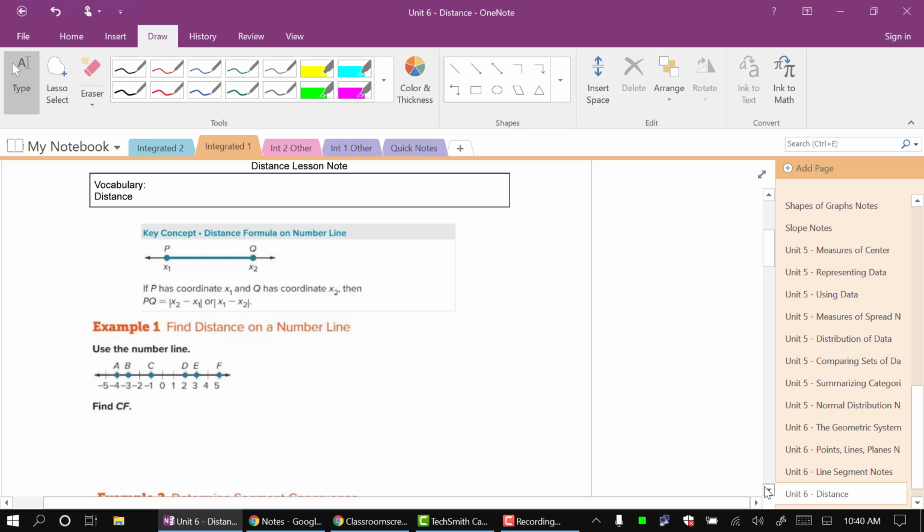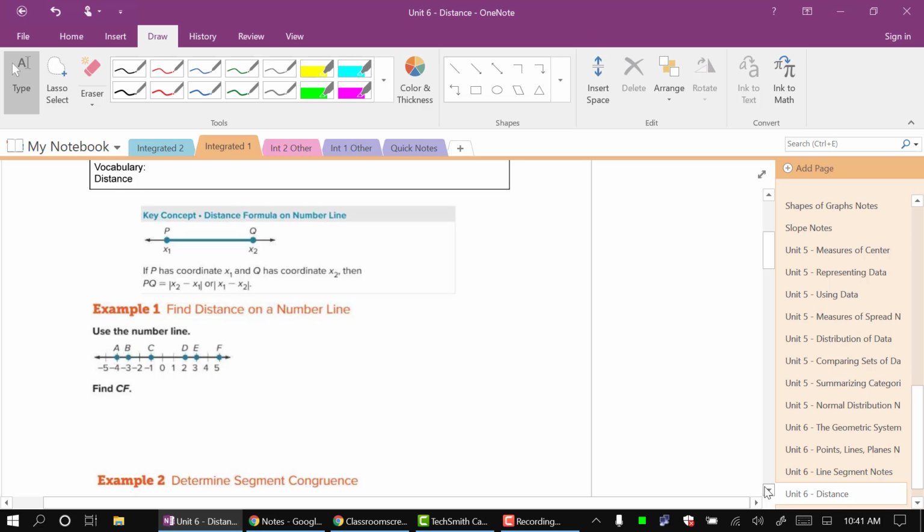In our first example, we want to use the number line to find CF. So I'm going to start off with listing the coordinate of C and the coordinate of F. C equals -1. F equals 5.